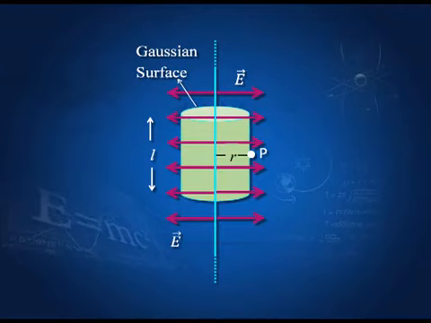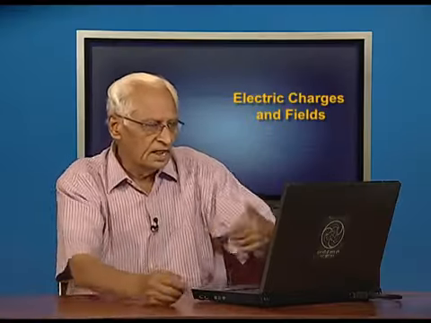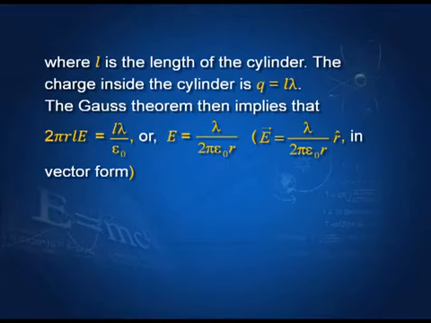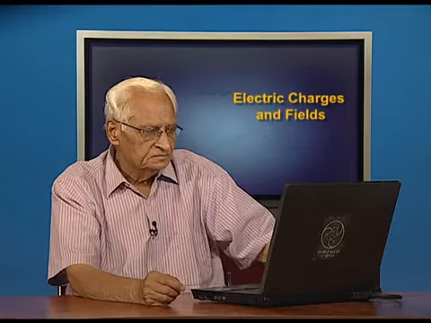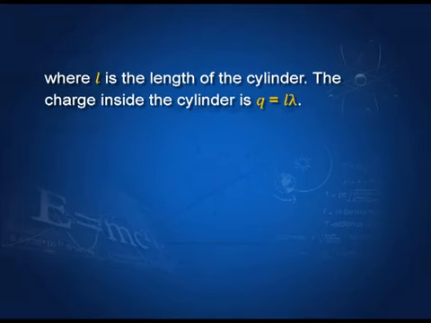So, the flux therefore is 2 pi r L times E, because E is normal to the line. So, therefore, the angle theta is equal to 0 and cos theta is 1. Therefore, phi E is 2 pi r L times E, where L is the length of the cylinder. The charge inside the cylinder is Q equal to L lambda.